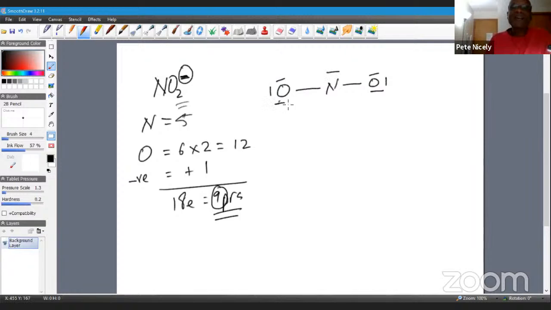But of course, we cannot stop there because we have to calculate the formal charges. So let me remind you of what the formula for formal charge is. It is the group number of the atom minus half the number of bonding electrons, I'm sorry, minus the number of non-bonding electrons, all right? So let's start with the nitrogen. How would we calculate the formal charge for the nitrogen? Anybody? What's the group number of nitrogen?